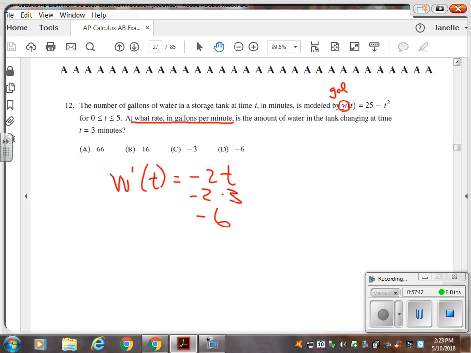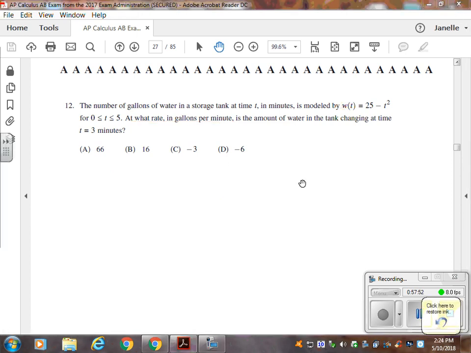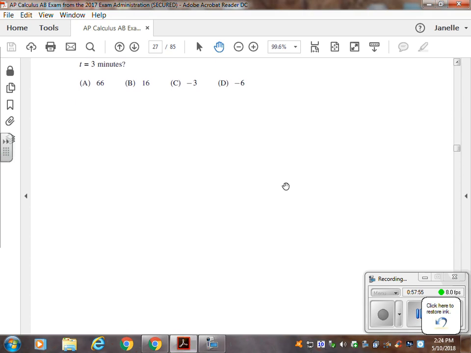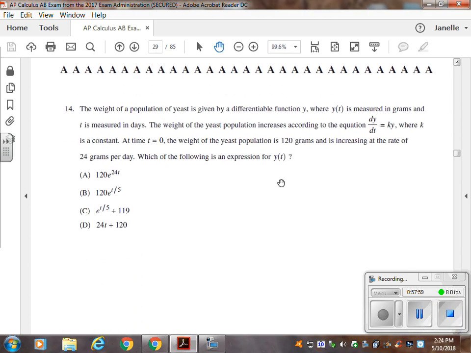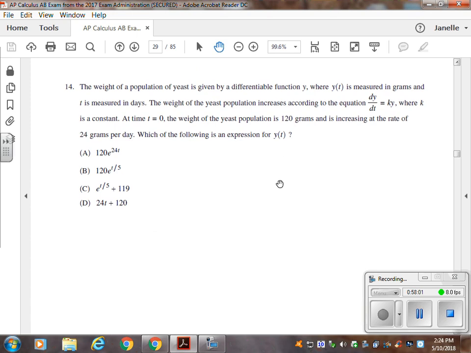Now I'm going to skip number 13 for now, because that's a slope field, and I thought we'd talk about that on Monday, because that is one of the questions I don't know how to do, and I'm going to ask Joseph, because he comes home tomorrow. I haven't taught slope fields enough to be able to pick that out very well.